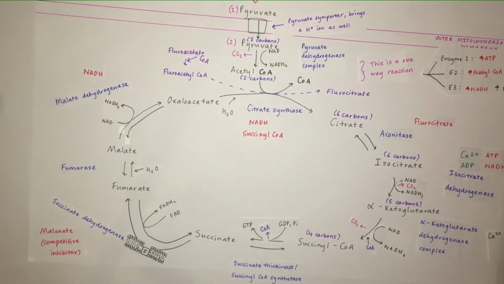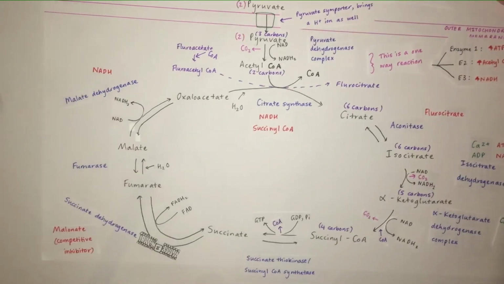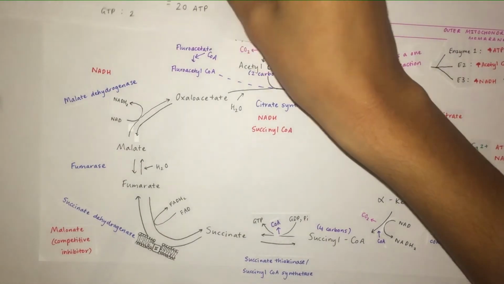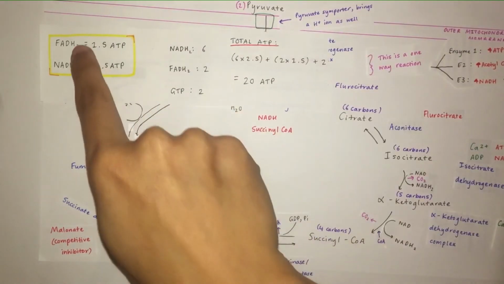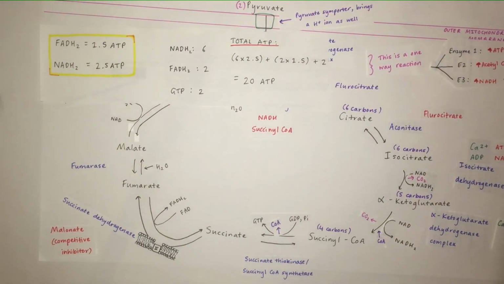But just before we finish up, let's look at how many ATP are produced from the TCA cycle. So let's recall. FADH2 is worth 1.5 ATP. That's just what one source says, and that's what I was told to remember from my lecturer. And an NADH is 2.5 ATP.